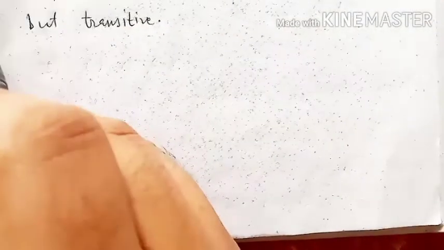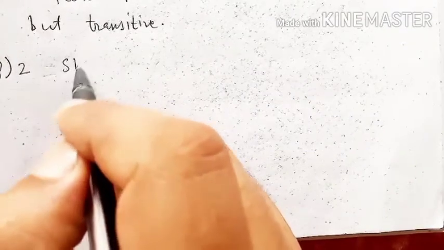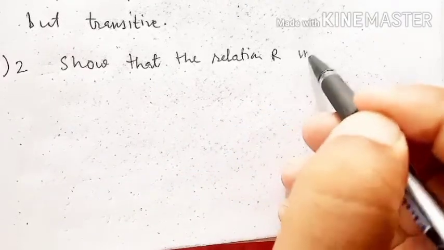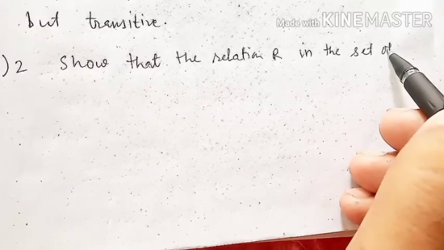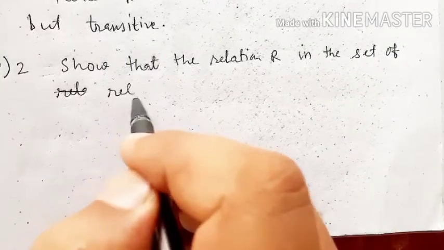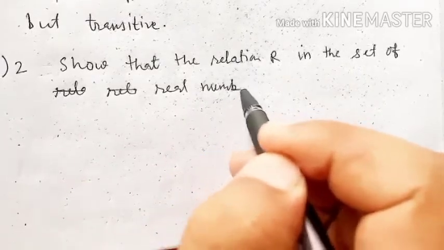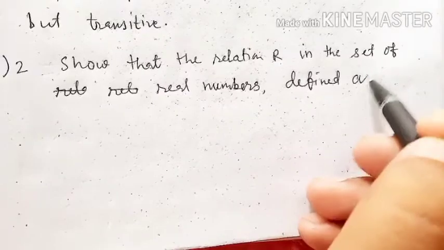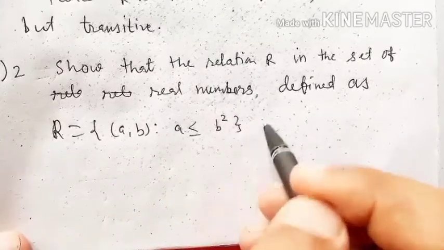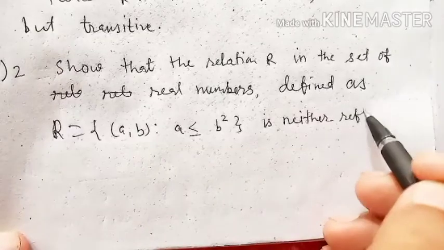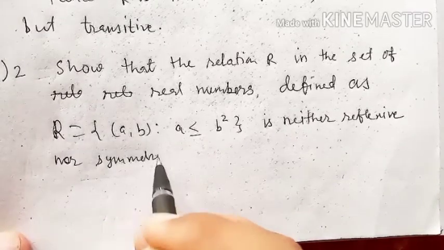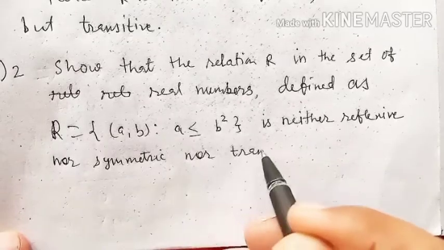Question number 2. Show that the relation R in the set of real numbers, defined as the set of all ordered pairs (A, B) such that A is less than or equal to B square, is neither reflexive, nor symmetric, nor transitive.